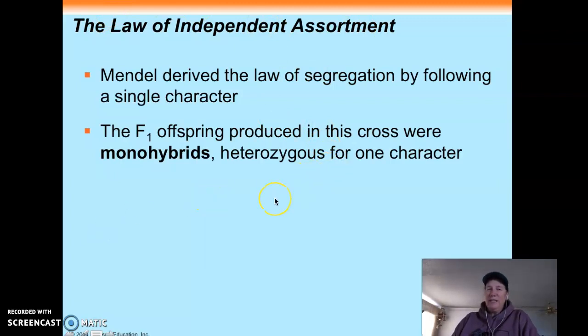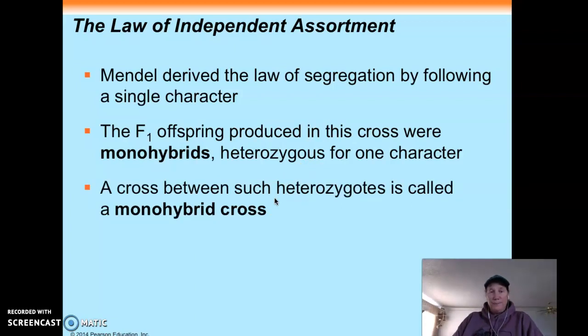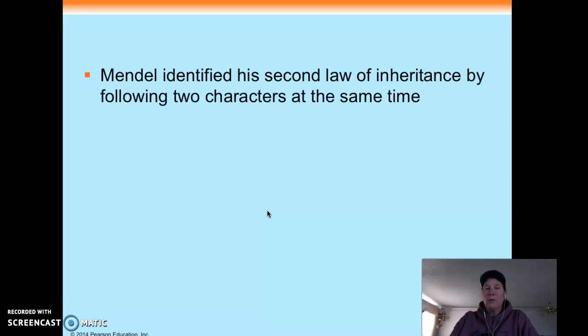He said that when he started doing crosses for more than one trait, he noticed that the offspring would vary. So just because you get one trait doesn't mean you get another. When you just worry about one trait, it's called a monohybrid cross. Those Punnett squares with the 4 boxes would be a monohybrid cross. You're only working with one trait.